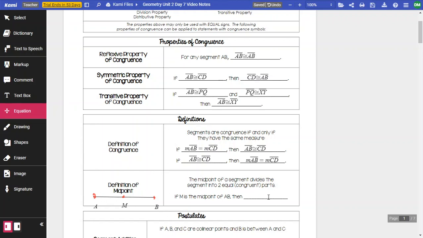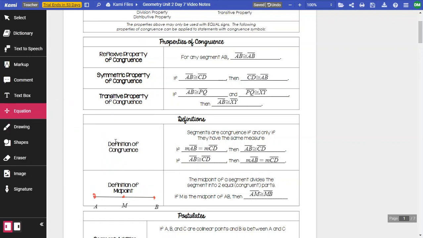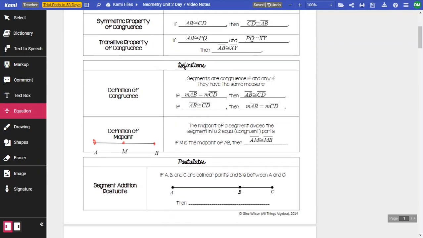This is what this definition is telling us. It tells us that if M is the midpoint of AB, then what we can say is segment AM is congruent to segment MB. So we're able to use that midpoint to prove congruence, just like we were able to use the midpoint to use some equal signs in there.